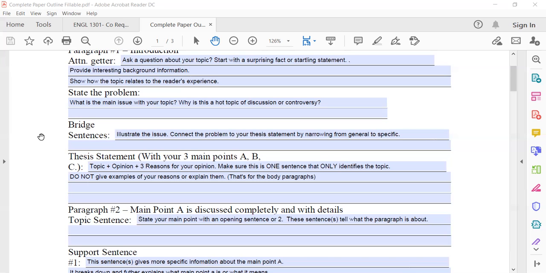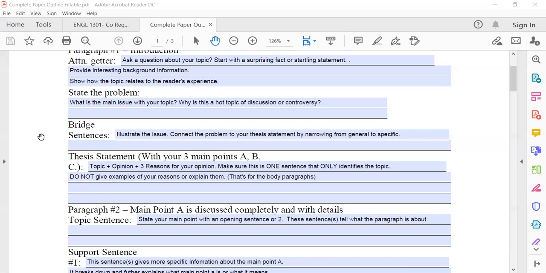The last sentence in your introduction is the thesis statement. And remember, your thesis statement is the topic plus your opinion about the topic plus 3 reasons for your opinion. Now remember, this is a 1-sentence deal. So this is not 2 or 3 sentences, it is 1 complete sentence.